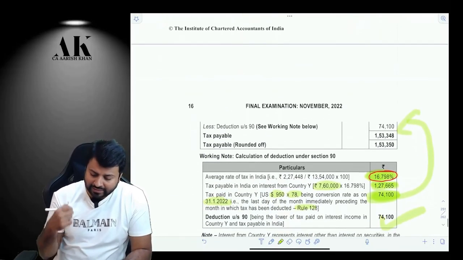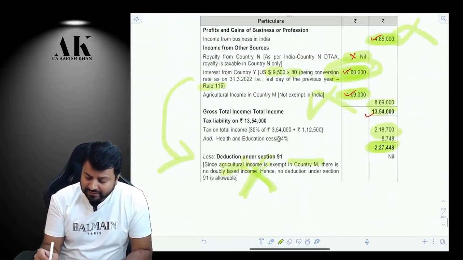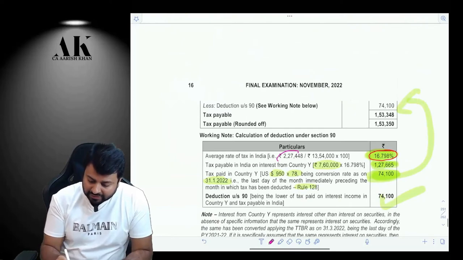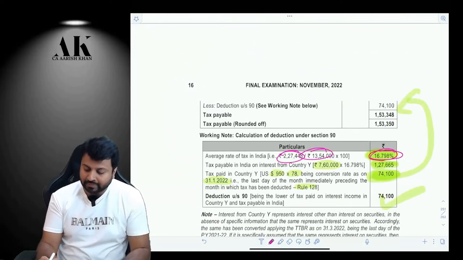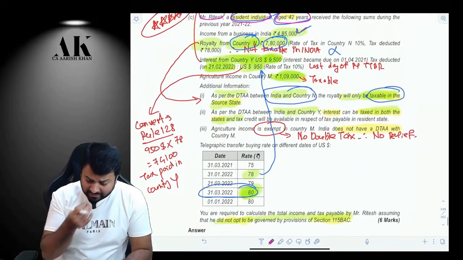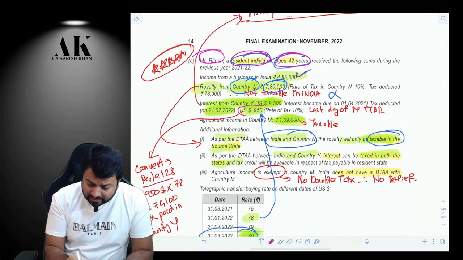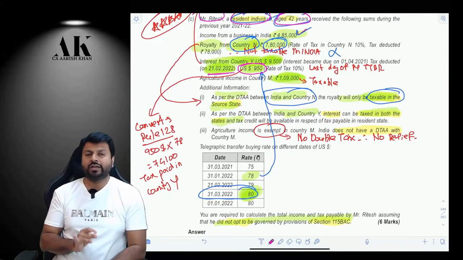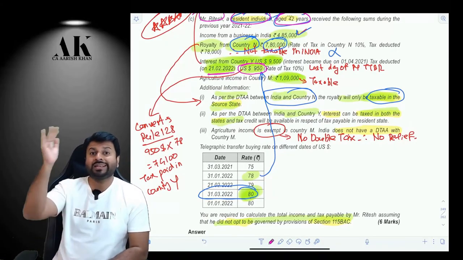First of all, find out the average rate in India. The average rate in India is very simple. It is nothing but 227 divided by 1354. That will be the average rate in India. That is 16.78. Now we need to find out the average rate in the foreign country. How much tax you have paid in the foreign country? You have paid $950 in the foreign country on 21st of Feb 2022. It was deducted. So how to convert the tax?